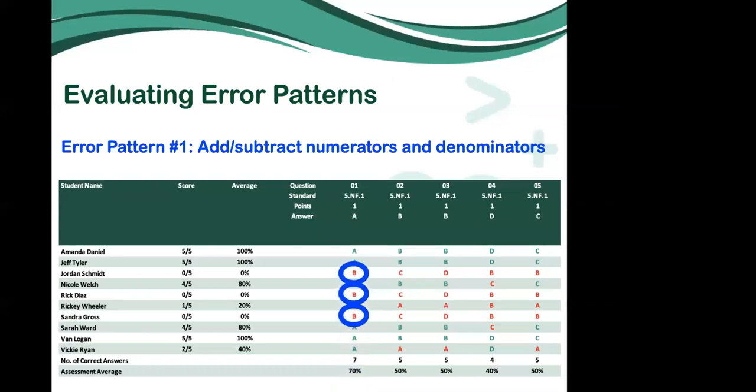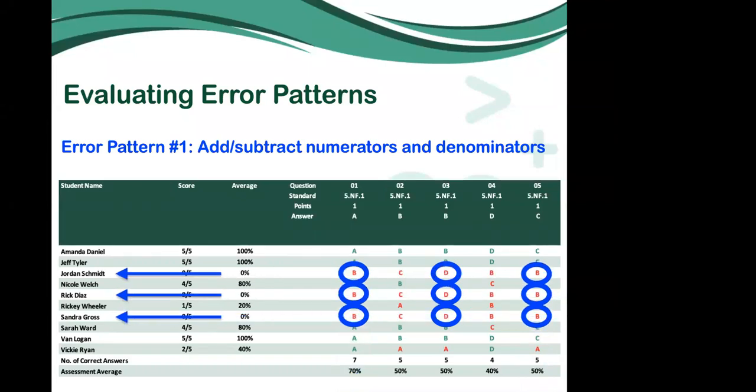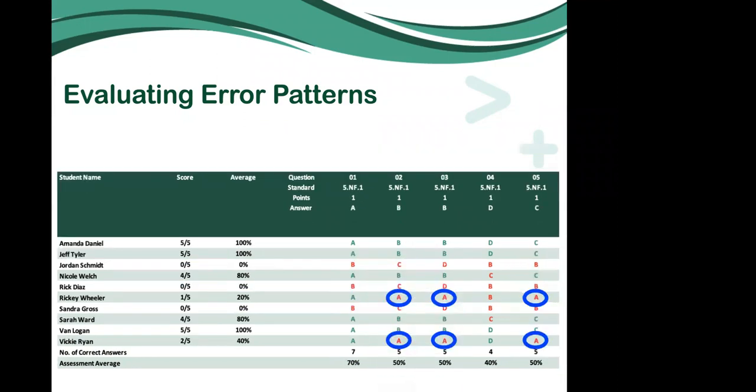So if I look at question 1, that was distractor B. For question 3, that was distractor D. And then for 5, it was B. So you have several opportunities where you have students who are showing you that they don't have any understanding of equivalent fractions, that they are just adding or subtracting straight across. Sorry, I missed the other circles there.